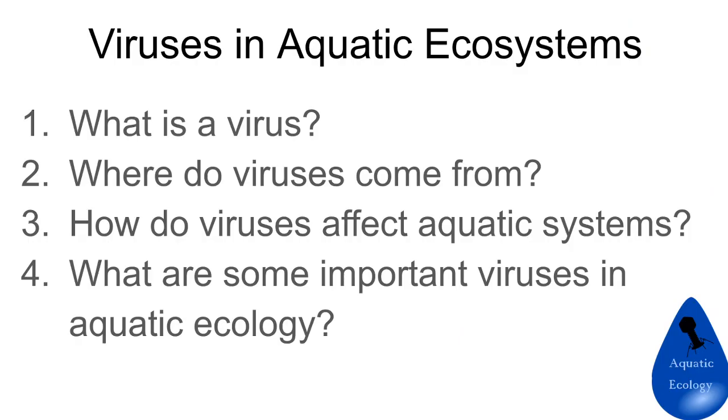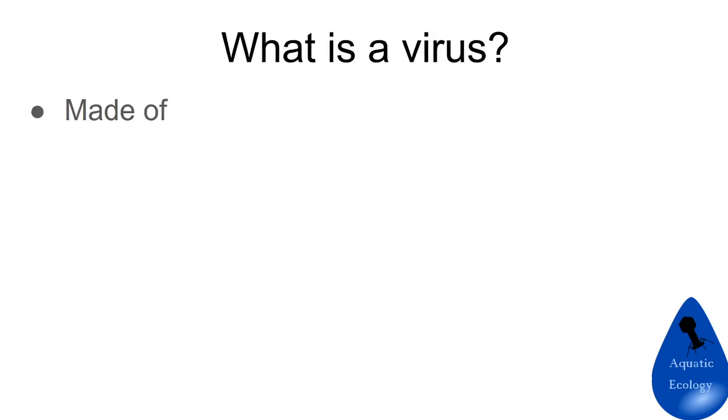So, to address that role, I'm going to briefly introduce what a virus is, talk about some hypotheses that describe where viruses might have come from in an evolutionary sense, talk briefly about how viruses are believed to affect aquatic ecosystems, and then cover some viruses that are important to understanding aquatic ecosystem ecology.